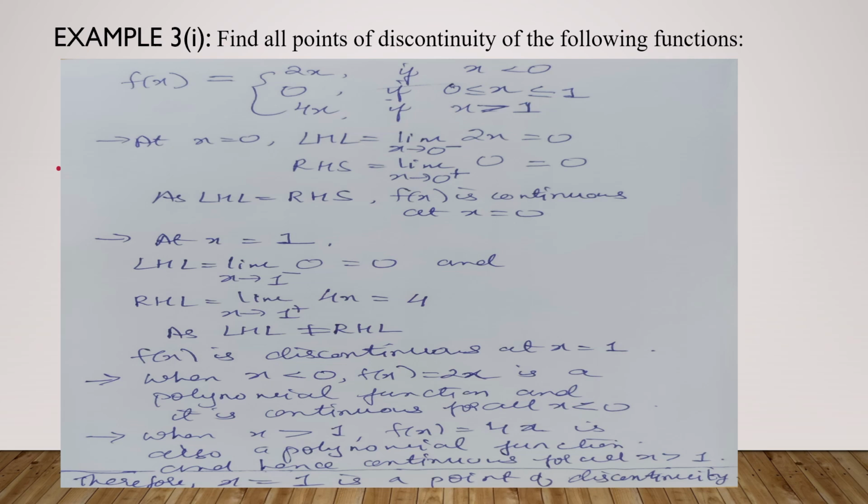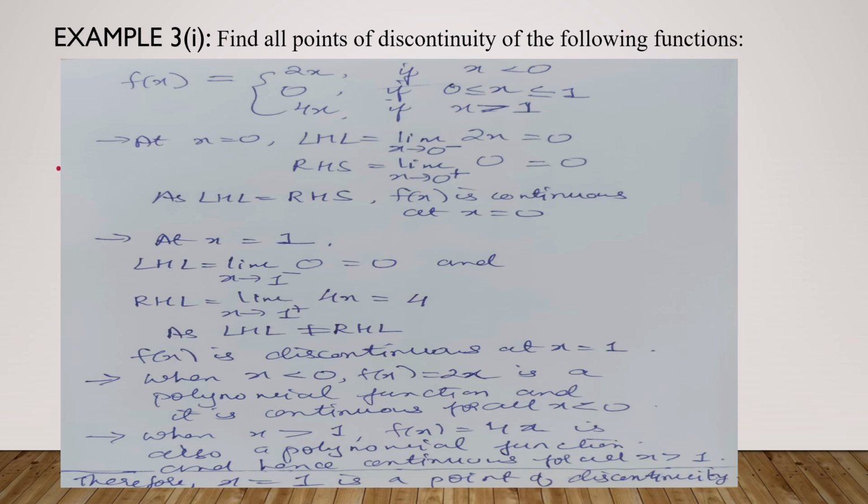At x = 0, the left hand limit will be limit x tends to 0 from the left hand side, negative side. So the function is defined as 2x. So 2 into 0 will give you 0. From the right hand side, limit x tends to 0 plus means x approaches 0 from the right hand side. In this case, the function is defined as 0 because when x is between 0 and 1, the function is defined as 0. So the value is 0. The left and right hand limits are the same. So f is continuous at the point x = 0.